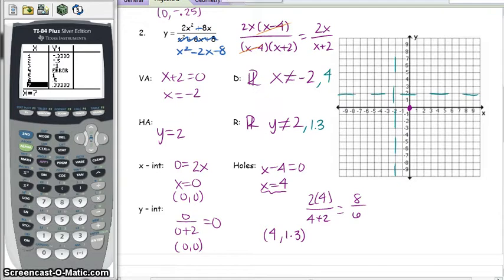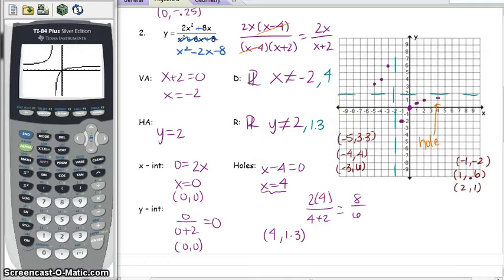So then from here I want you to graph this and find 3 points to the left and 3 points to the right. Alright, so once we get our 3 points to the left, 3 points to the right, I plotted those, and as I connect them, make sure they don't touch your asymptotes. And make sure you plot your hole. It's an open circle. Do not draw your line through your hole.